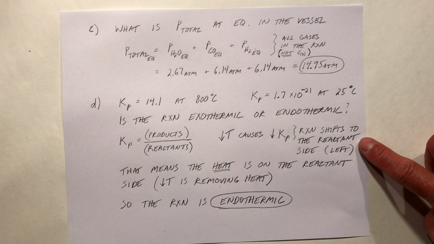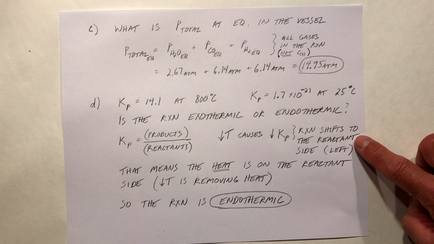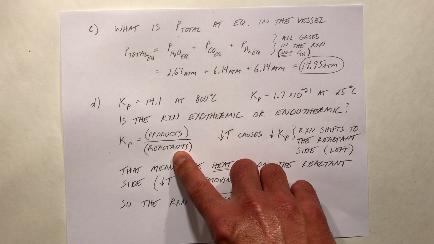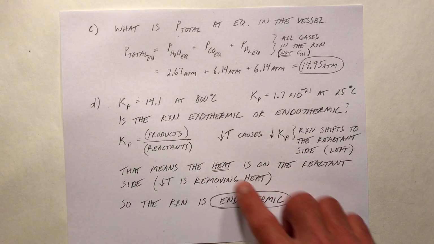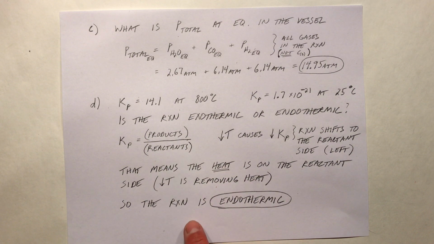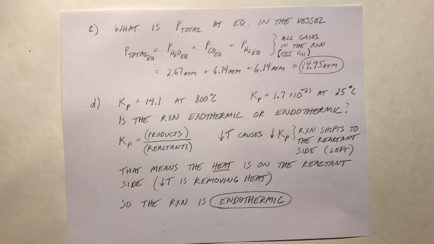So we can say that the reaction must shift in a way to make Kp smaller when the temperature goes down. Well, that means it has to make the reactant side larger, right? It has to shift away from the products, making the products smaller and the reactants larger, for Kp to get smaller. So the reactants must be favored at that lower temperature. That means the heat is on the reactant side. Removing that heat from the reactant side shifts the equilibrium to the reactant side, to the left. Well, that means the reaction's endothermic, when the heat's on the reactant side.